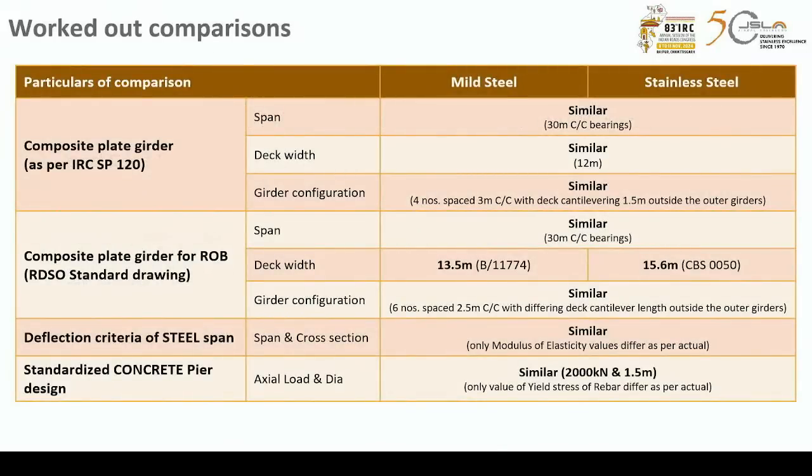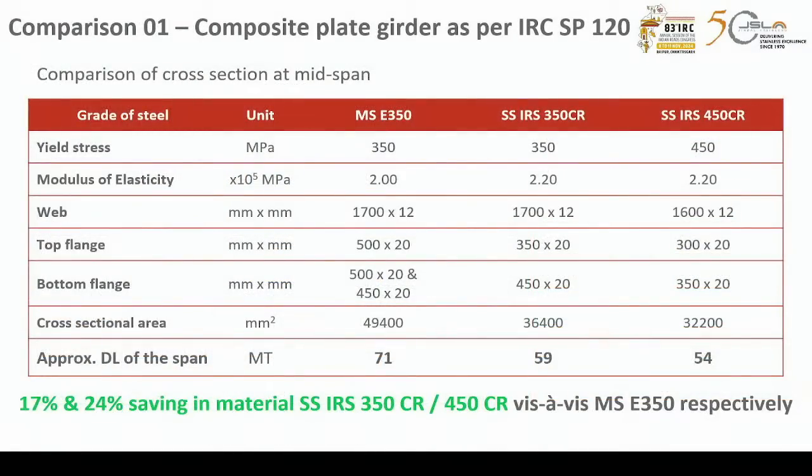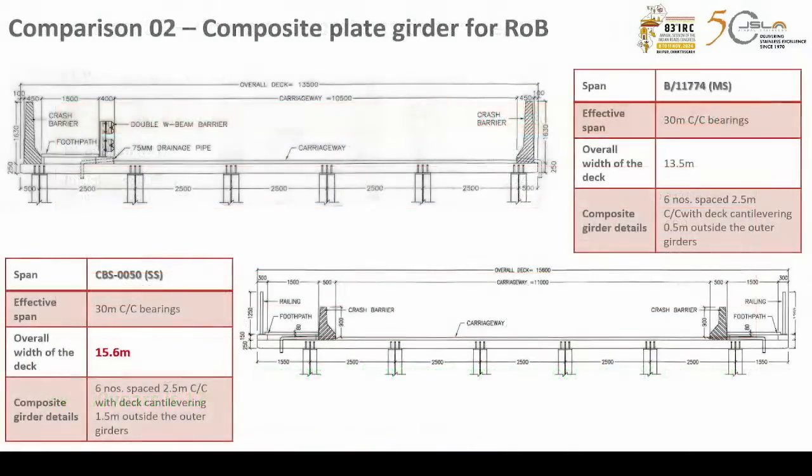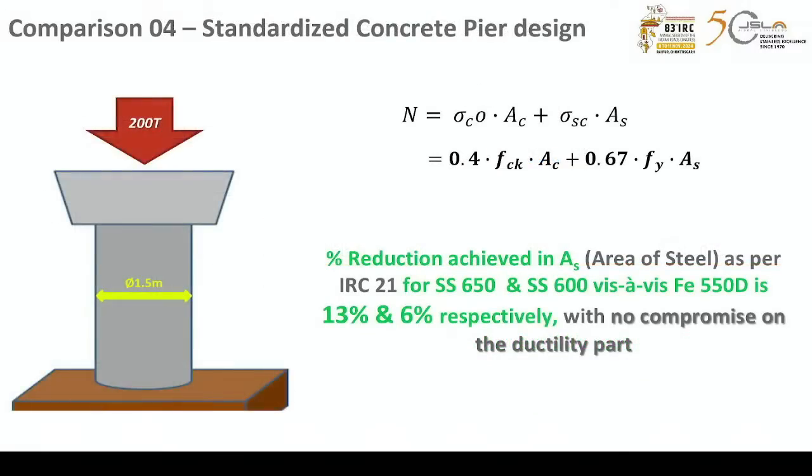I have compared the case study for IRC SP120, wherein we have a similar 30-meter center to center span, deck width of 12 meters, and similar girder configuration. Then we have compared the RDSO standard drawing and the steel span. I'll not focus much on this; I'll directly go into the results that we have yielded.